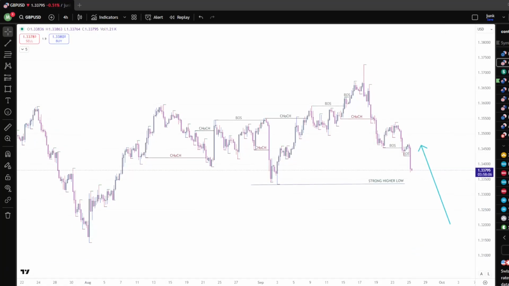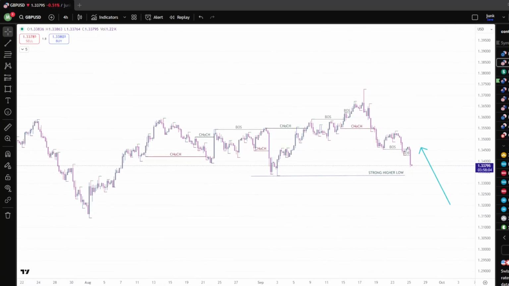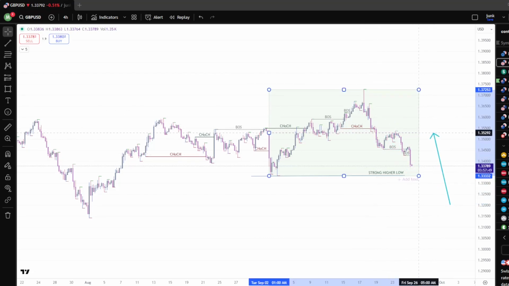GBP USD, let's go and map out the current range. It's a little bit more bearish, as we saw it broke out just like with Euro USD. And then this news, I think this was FOMC last week. Sellers stepped back in, broke structure to the downside. Again, strong dollar news for employment.